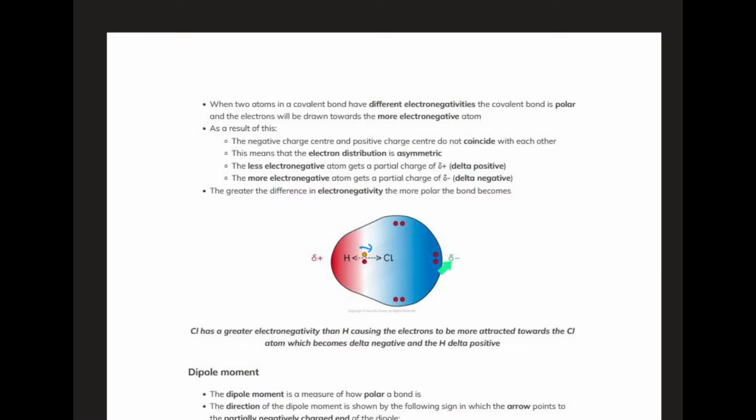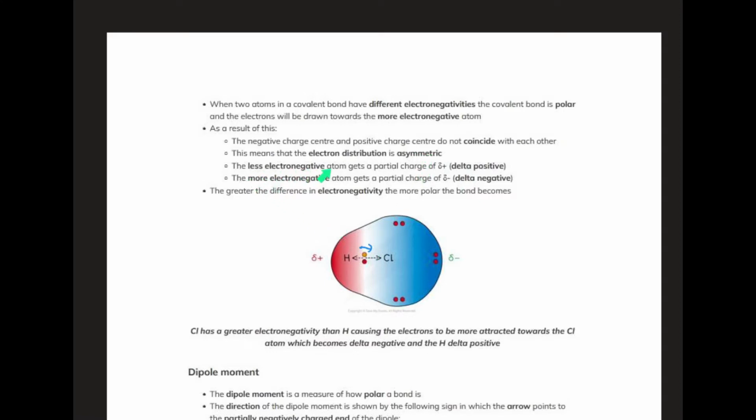So this is the polarity of the molecule. The covalent bond is a polar bond, and then the molecule is a polar molecule. Now, as a result of this, the negative charge center and positive charge center do not coincide with each other. This means that the electron distribution is asymmetric, that is, not evenly distributed.